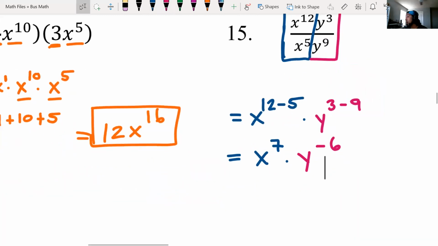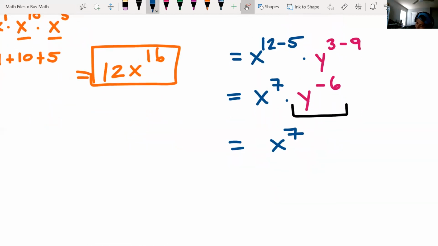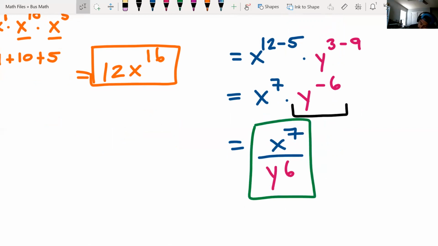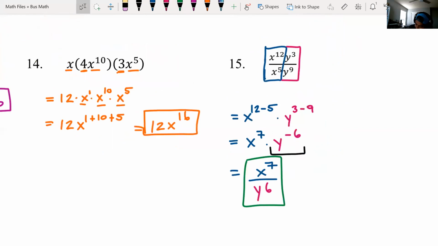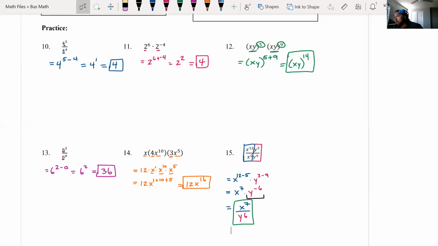Now I can rewrite this one more time because y to the negative 6 has a negative exponent. So that means I can rewrite this as x to the 7th over y to the 6. There we go. That's how you handle product rule and quotient rule. Any questions on that page?